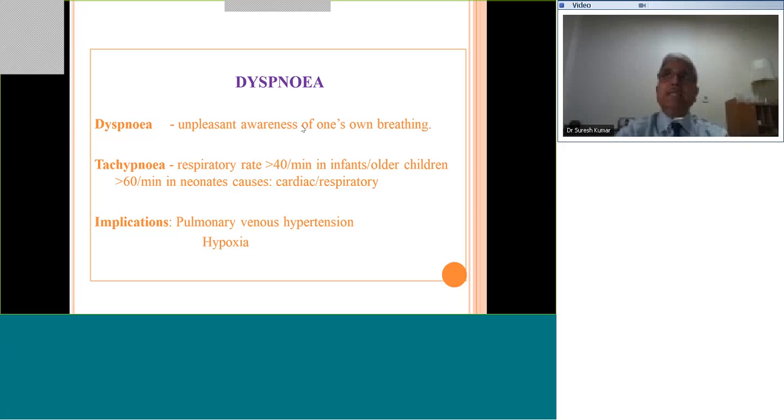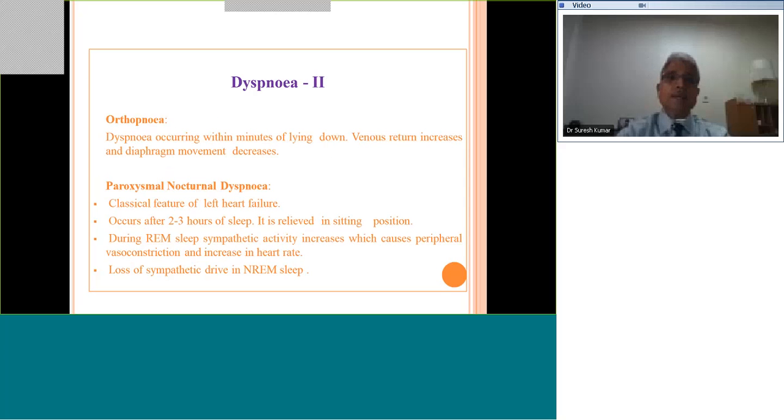It means that either the pulmonary venous pressure is elevated or that the child is hypoxic. Some terms which are specific for dyspnea are orthopnea and paroxysmal nocturnal dyspnea. Orthopnea, as you would have learned in your undergraduate days, is dyspnea occurring within minutes of lying down.